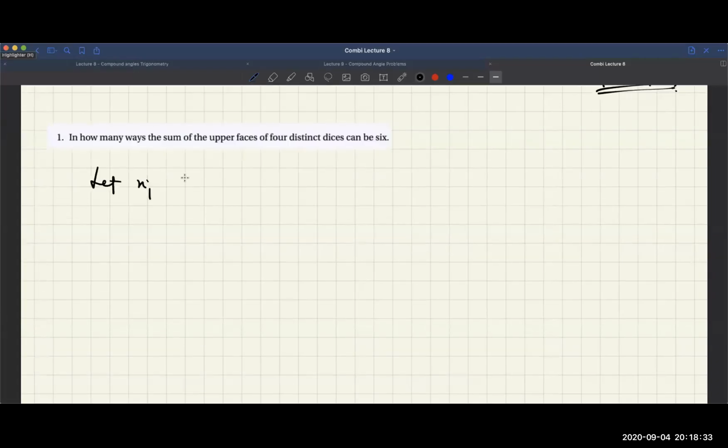Yeah, so how do we start this problem? Let xi be the outcome of the ith die. Okay, and each of these xi can give an outcome from 1 to 6.